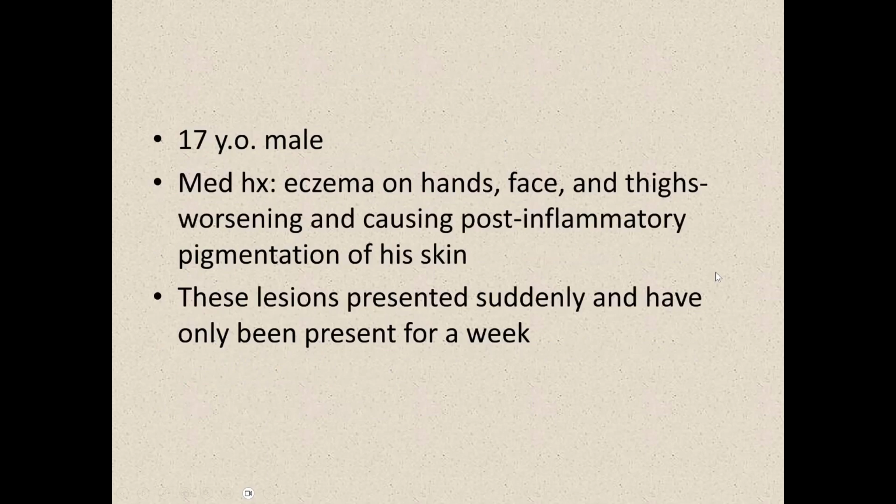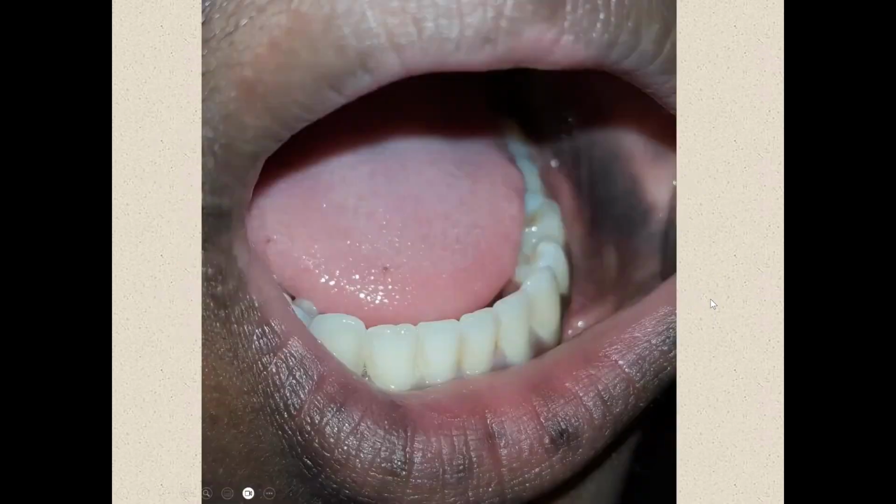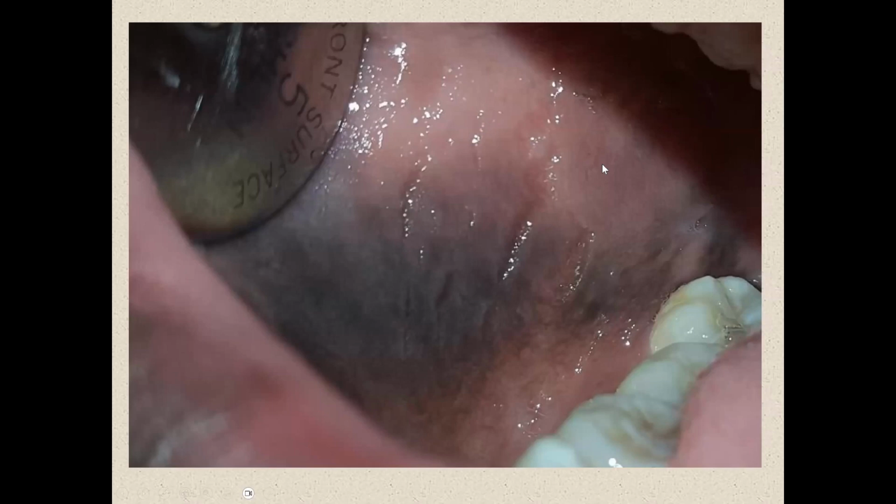Here's another case of a 17-year-old male who did have eczema and had post-inflammatory pigmentation on the skin, but not in the oral cavity. And the history was these lesions presented suddenly and have only been present for a week. And here we can see on the left buccal mucosa an intense brown, black, diffuse color change. Here's the right buccal mucosa. There's a little bit of leukoedema in here, but you can see this really kind of diffuse area of really deep pigmentary color.